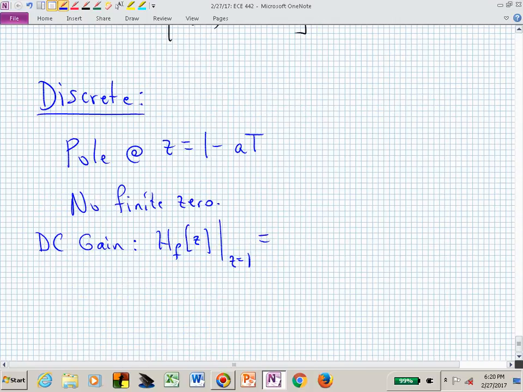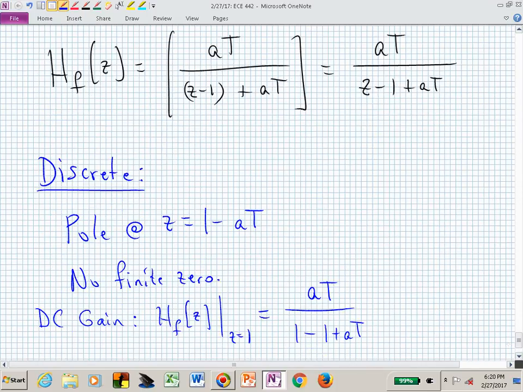Let's evaluate that. We now have AT over 1 minus AT. Again, I had to make a plus sign in there. I made a mistake, didn't I? You didn't see it if you weren't listening. But it's now AT over 1 minus 1 plus AT. The ones cancel, and what's our DC gain? And that's consistent with what we started with.